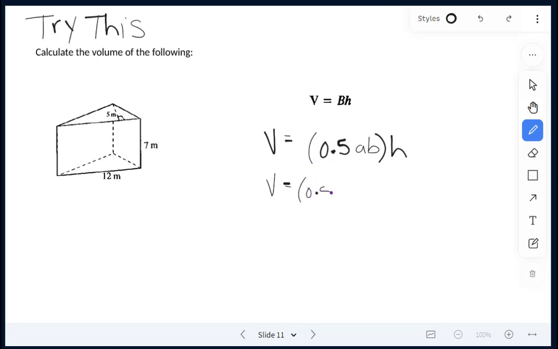So 0.5, the altitude of our triangle is 5. The base of the triangle is 12. And then the height of our prism is 7. All right, so we would multiply that all out, 0.5 times 5 times 12 times 7, and that gives me 210. And our units are meters, meters times meters times meters, so meters cubed for volume.